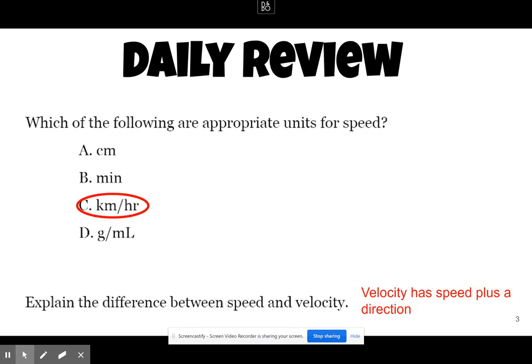Okay. So the appropriate units for speed are kilometers per hour. And the difference between speed and velocity is that velocity has a speed plus a direction. And you might remember that from the notes on Monday.